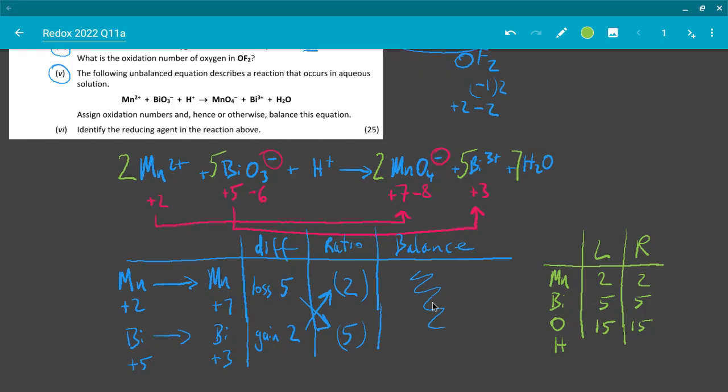And hydrogens, what do we have? We've got that single one. Let's look at the right-hand side. We've got 14 there. Let's put 14 there. So balanced. All right, lovely.